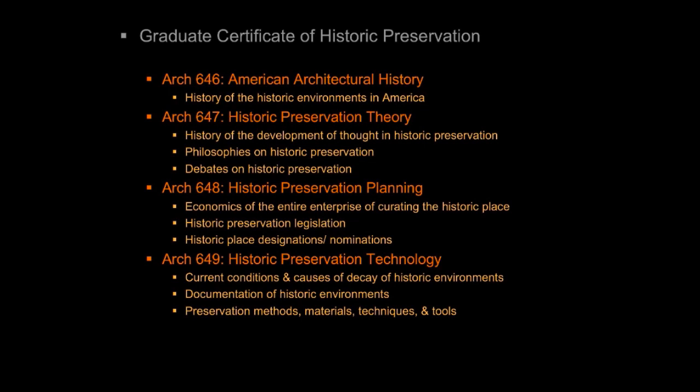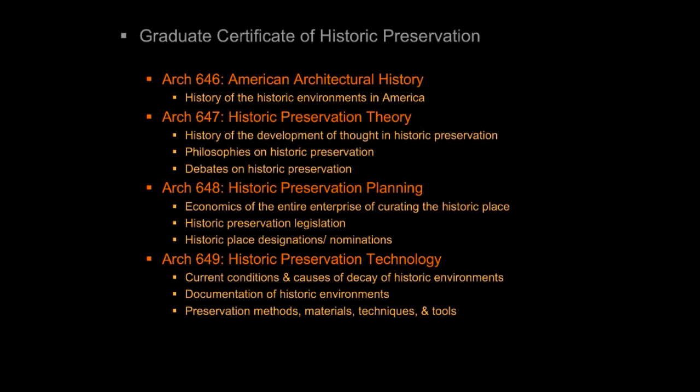So these four domains, history, theory, planning, and technology in historic preservation, are the ones that we used to develop the 4 core courses for the Graduate Certificate of Historic Preservation in the School of Architecture and Design. So you can see that in ARC 646, American Architectural History, that's where we talk about the history of the historic environment in the USA. Under this Historic Preservation Theory course that you are taking right now, we'll talk about the history of the development of the field of historic preservation and various philosophies related to historic preservation, and also various debates related to historic preservation.